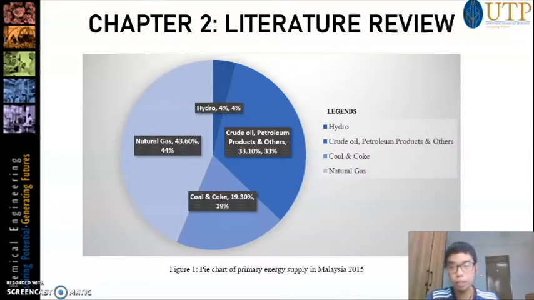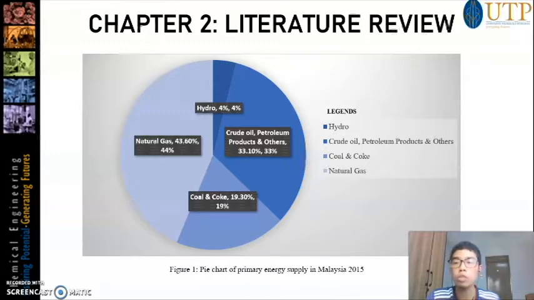Hi, my name is Ng Hao Kit and I will be presenting Chapter 2 Literature Review. First, I would like to talk about the primary energy supply of Malaysia in 2015. From the chart, it is clear that the majority of the supply comes from natural gas. Furthermore, the market for natural gas in Malaysia increases as countries such as Korea, Japan and Taiwan import natural gas from us. According to a forecast, the market demand of natural gas is expected to grow until 2030.